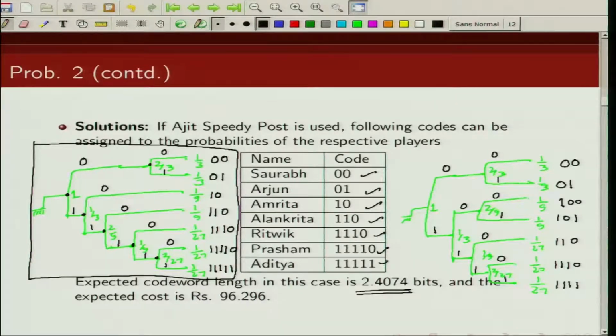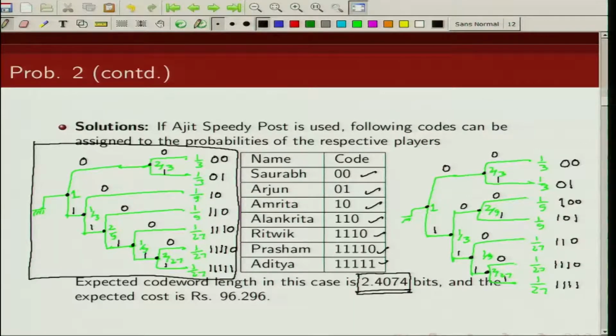We can calculate the same thing from here, and we will get the same answer. You can verify: 1 plus 1 by 3 plus 1 by 9 plus 2 by 27 plus 2 by 9 plus 2 by 3 will give the same. So the expected code word length, if we use a binary Huffman code, is going to be 2.4 bits.